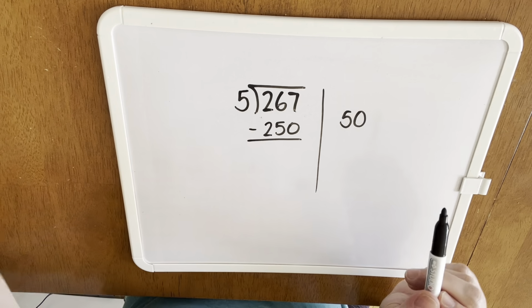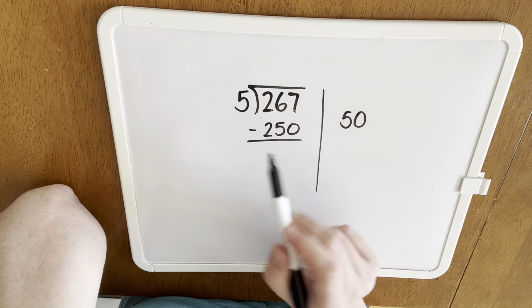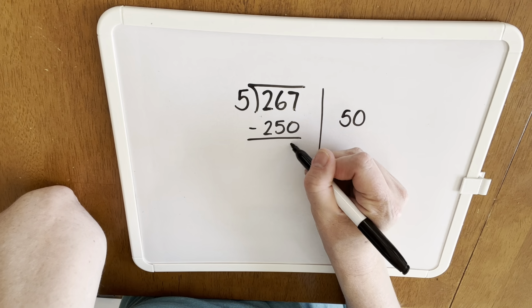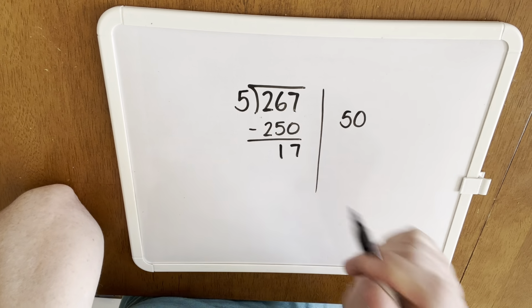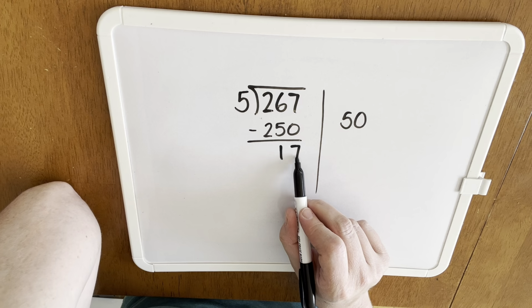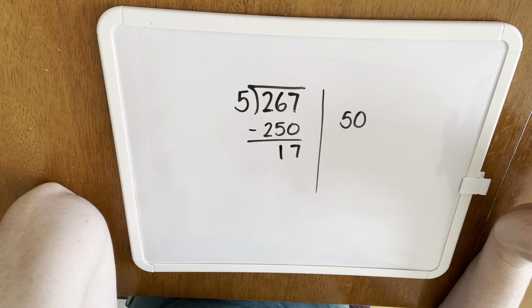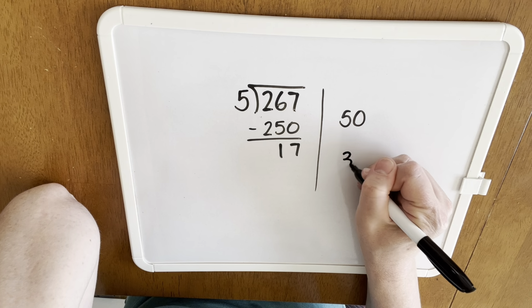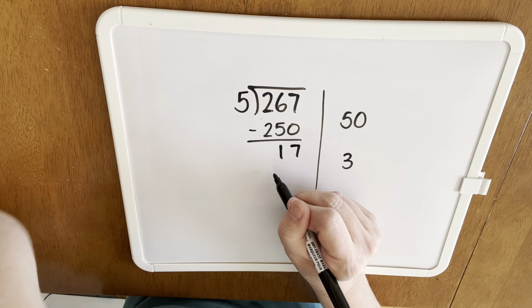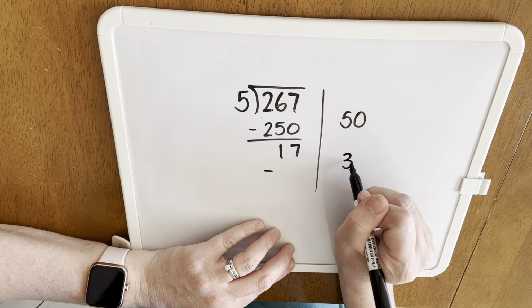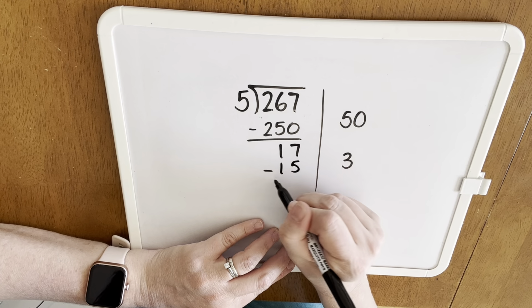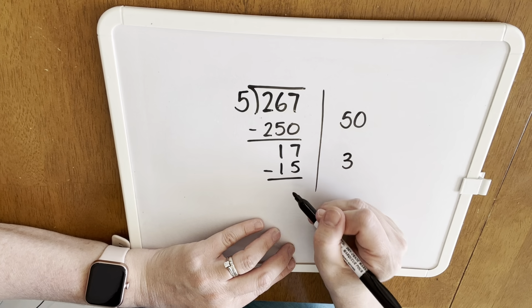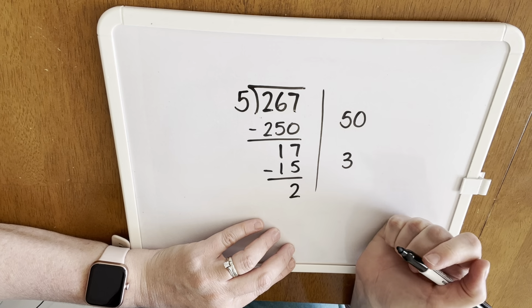So let's go ahead and do our subtraction. 267 minus 250 is going to leave me with 17. Now 17 divided by 5. If I know my 5 times tables, I know that 3 times 5 is 15. So let's go ahead and do that. 3 times 5 is 15. And 17 take away 15 is 2.